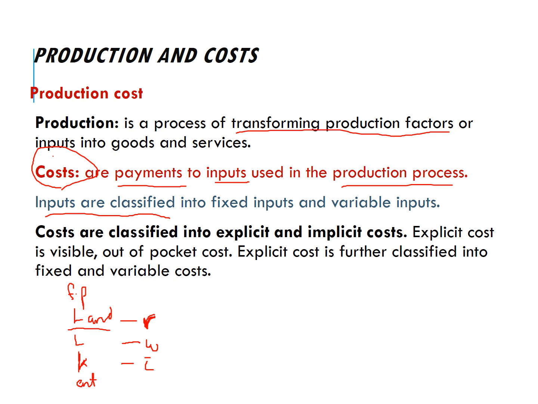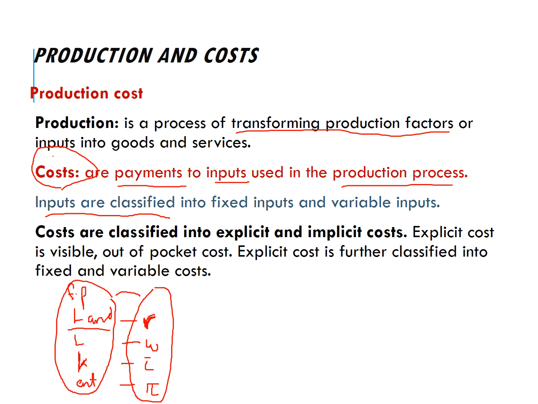And then entrepreneur, at the end, the reward for the entrepreneur is the profit, or the symbol is pi. So this is factor of production, and this is the factor of payment for this factor of production.